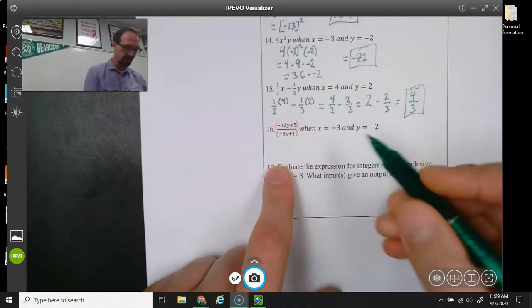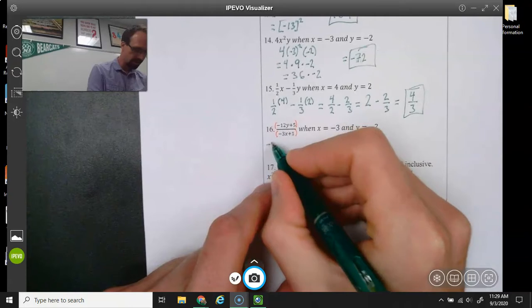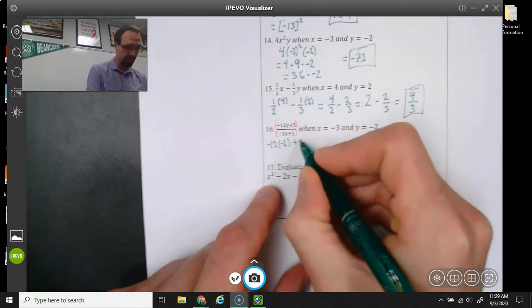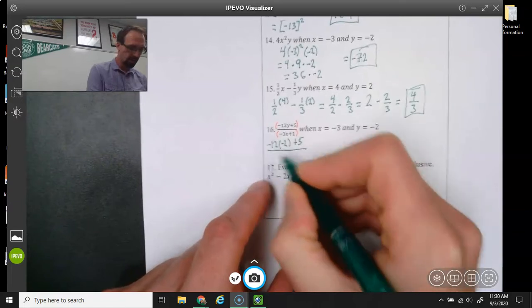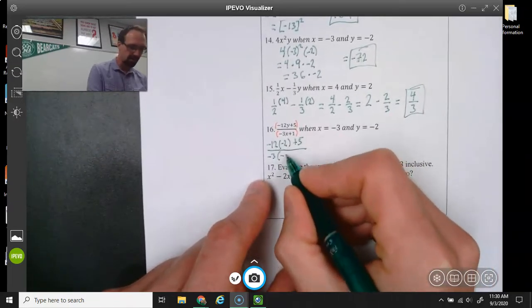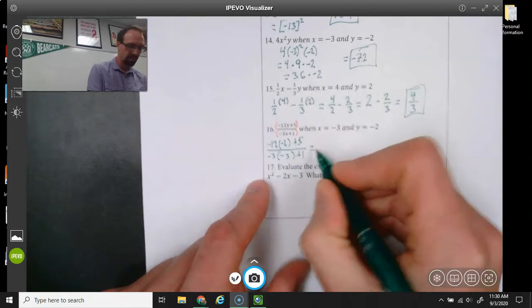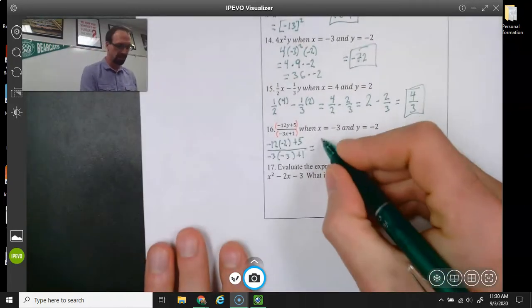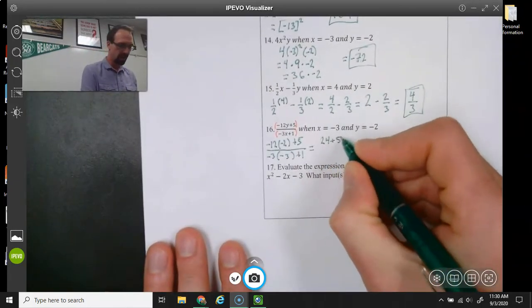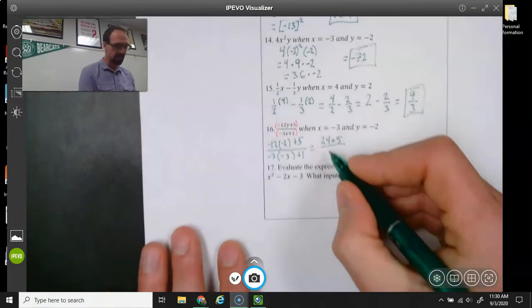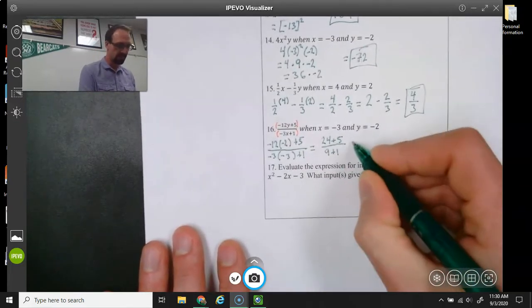So negative 12 times y, in this case negative 2. So I have negative 12 times negative 2, and then plus 5, all over negative 3 times, and then negative 3 from my x value, plus 1. So again, I need to do everything within each set of parentheses first. So I'm going to simplify. Negative 12 times negative 2 is a positive 24, plus 5, over, and then the denominator, negative 3 times negative 3 is positive 9, plus 1.